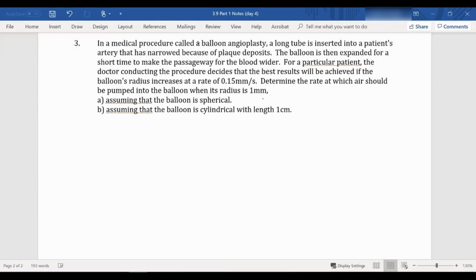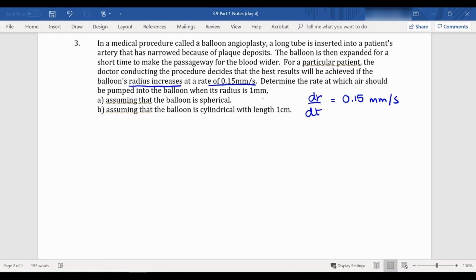So the first one is saying we've got this medical procedure called a balloon angioplasty, a long tube inserted into a patient's artery that has narrowed because of plaque deposits. This balloon is going to be expanded for a short time to make the passageway for blood wider. For a particular patient, the doctor conducting the procedure decides the best results will be achieved if the balloon's radius increases at a rate of 0.15 millimeters per second. So this is dR/dt equals 0.15 millimeters per second.